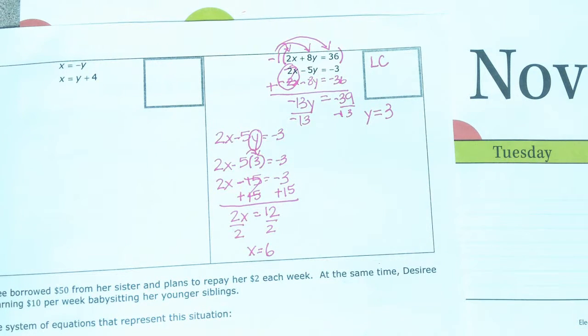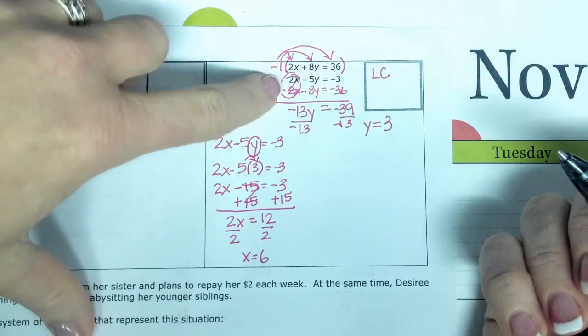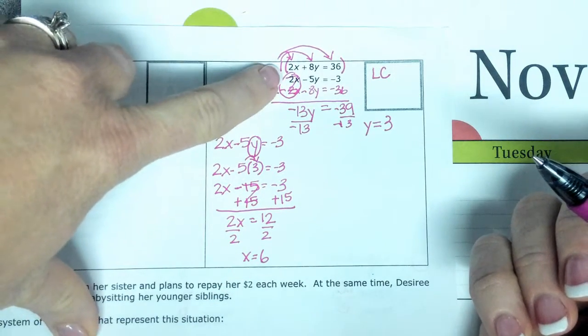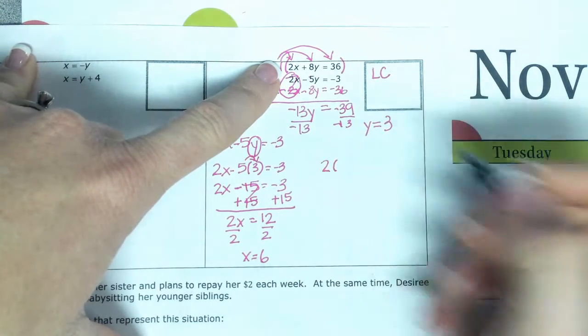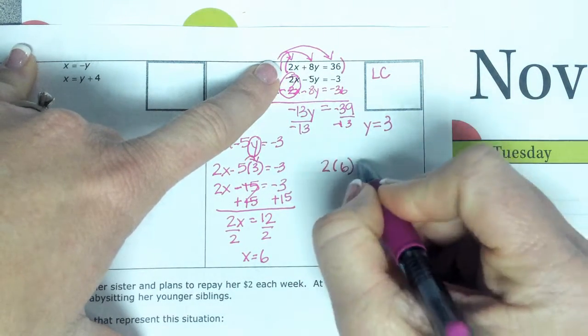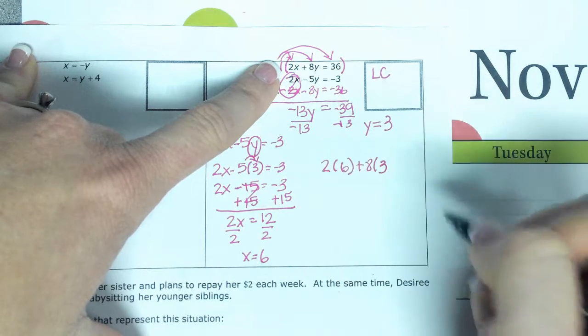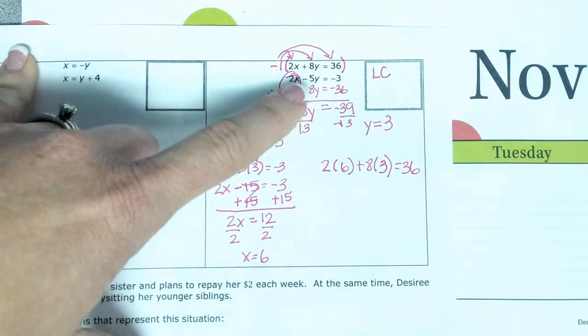Okay, and the last thing we want to do is what? We want to check and make sure that we have the correct solution. So this time, since we used this bottom one to come up with our x value, we're going to use the top one to check it. So I would have 2 times what? 6 plus 8 times 3. And that is hopefully going to come out to be 36.